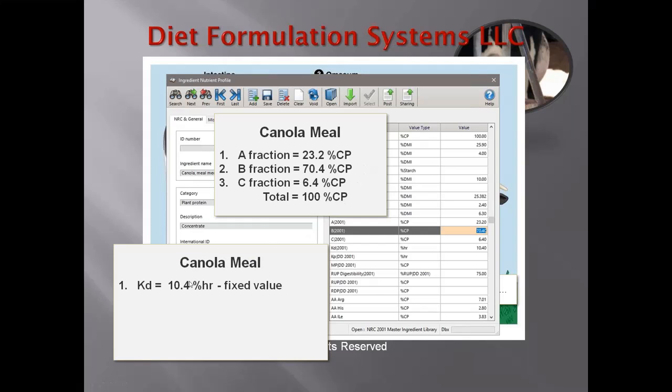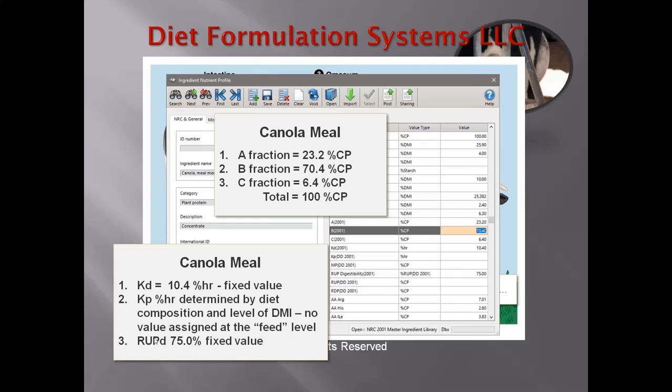So let's look at where it is. Degradation rate, much higher. Rather than 2.4%, we're looking at 10.4%, roughly 4 or 5 times a faster rate of degradation. Again, with this feed, rate of passage is going to be determined and applied with degradation rates to the B fraction because it has a B fraction. So no value is assigned here. This is all diet determined. The RUP digestibility is a fixed value at 75%.